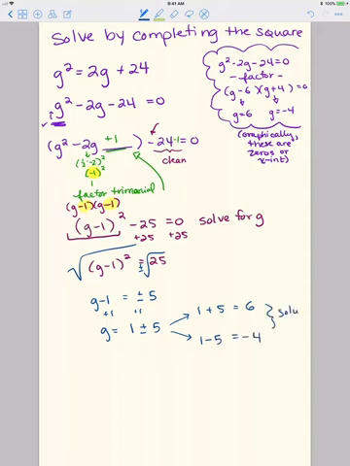And those are your solutions, or your zeros, if you like, of the quadratic equation found using the process of completing the square. But again, please note that they are the exact same answers that we got from factoring, which they should be. And they should be the same as from a graphical representation of this quadratic if you solve it equal to 0 and type it in the calculator correctly.